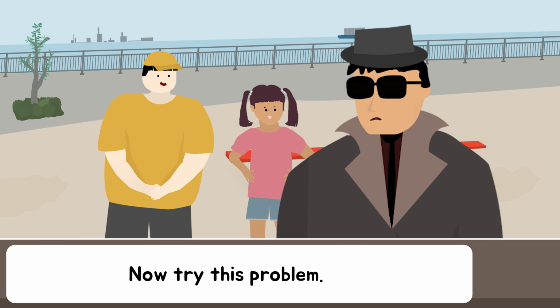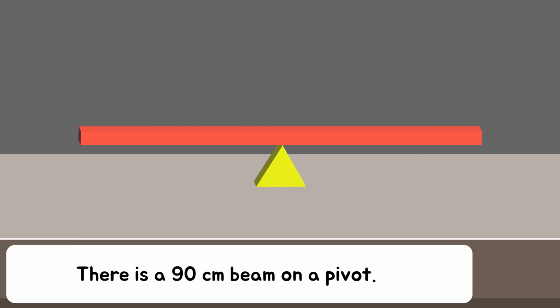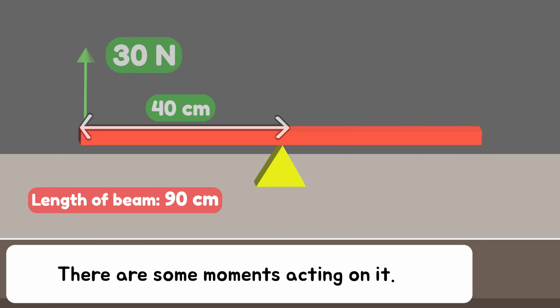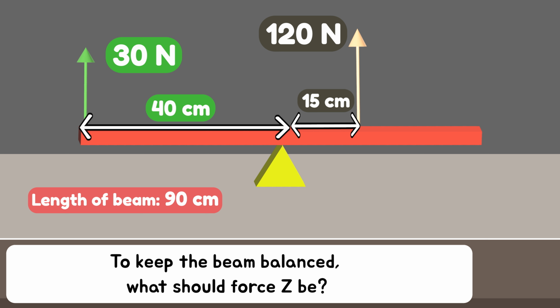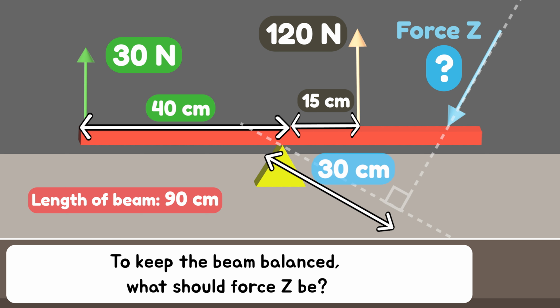Cool. Now try this problem. There's a 90 centimeter beam on the pivot. There are some moments acting on it. To keep the beam balanced, what should force Z be?